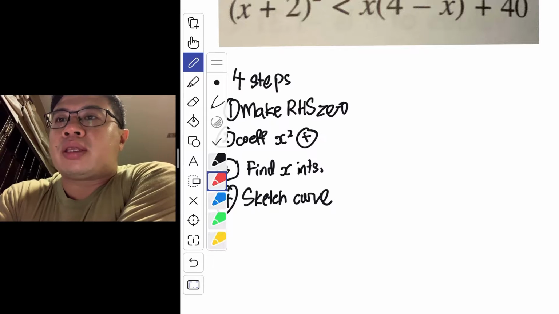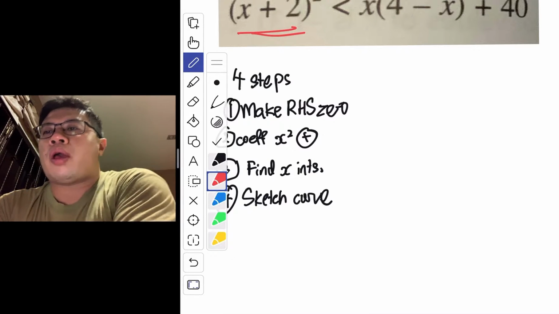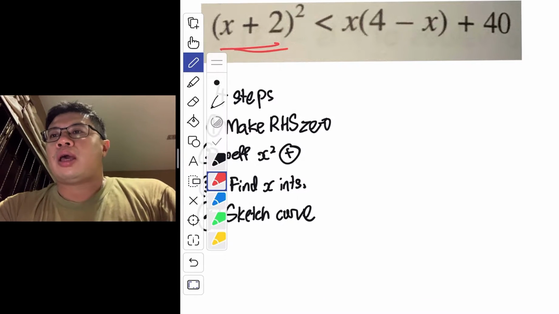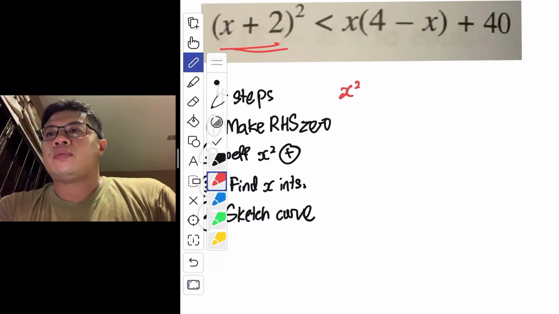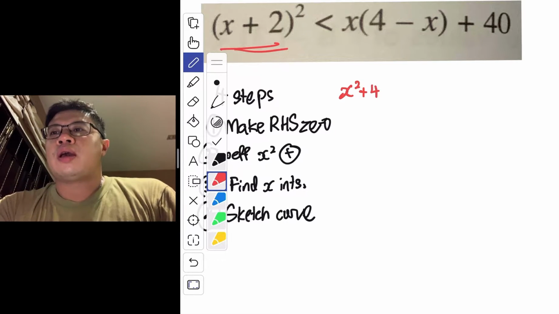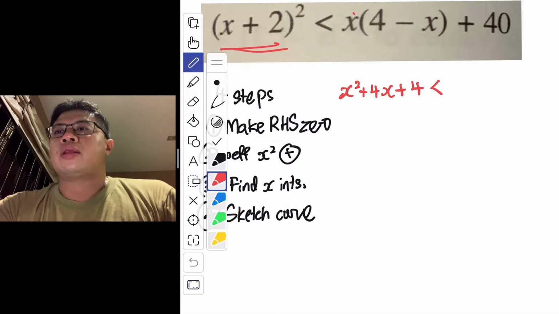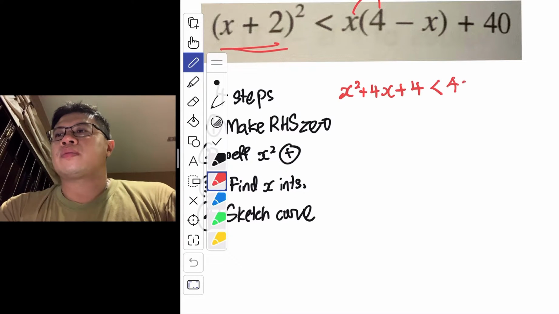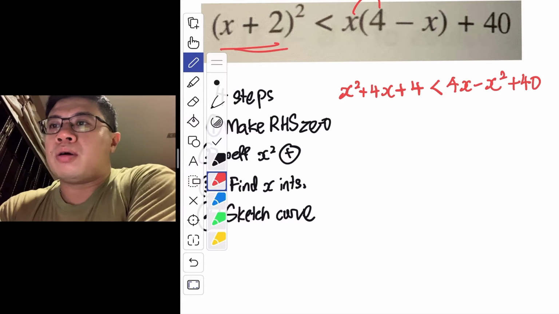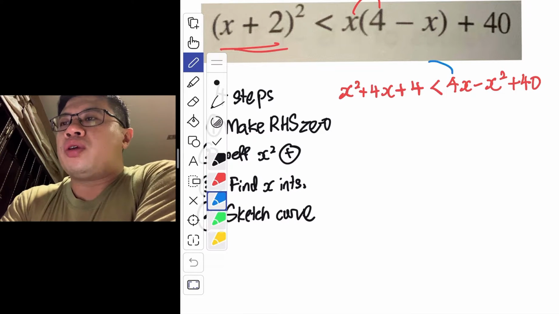I'm going to expand my terms, (x plus 2) squared. This is x squared plus 4x plus 4, less than x to 4 is 4x minus x squared plus 40. Okay, now bringing my terms all over to the left.